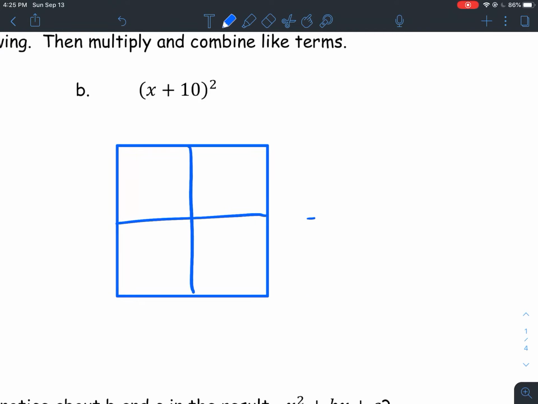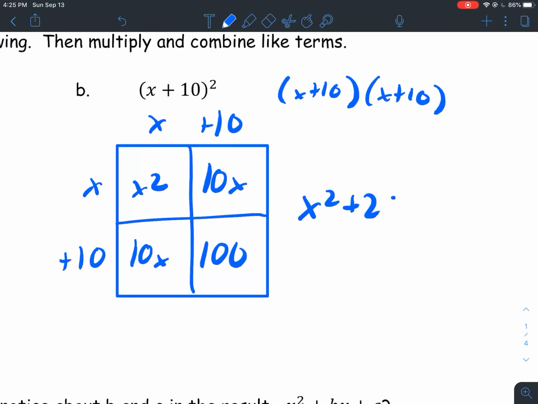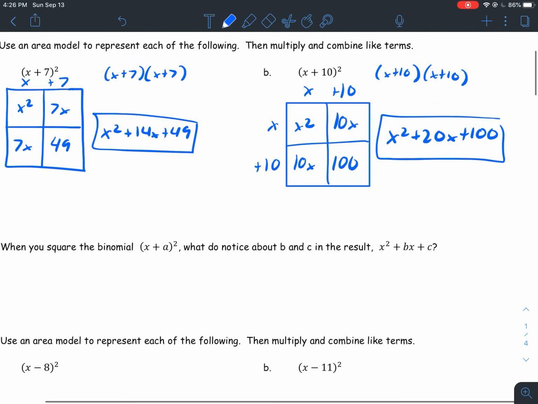All right, let's try the next one. We'll set up our area model, draw on our boxes. And again, x plus 10 squared is x plus 10 times x plus 10. So we write it out like this. We multiply, we get x squared, 10x, and 100. And we combine like terms, we get x squared plus 20x plus 100.